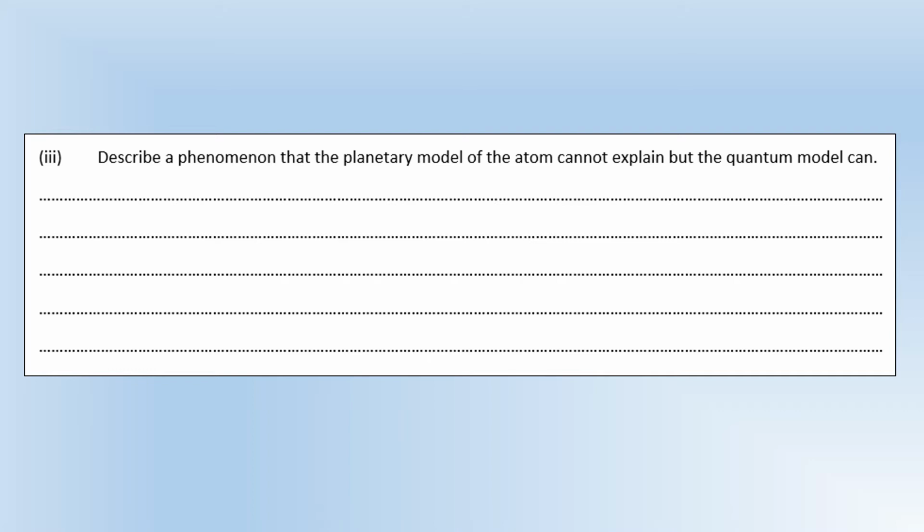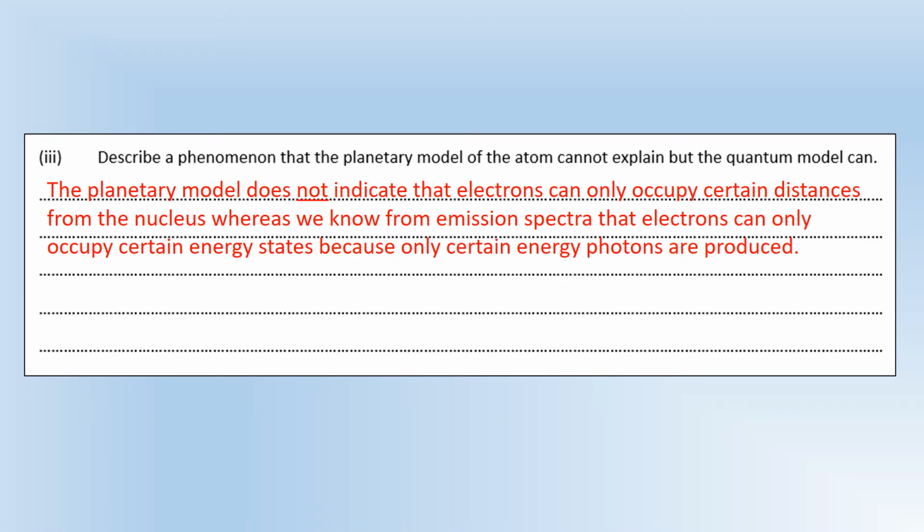Okay. So one of the reasons to start thinking about is why we need this quantum model of the atom. Why can't we just stick to the planetary model if they both give us the same answers? Well, that's because there are some phenomena that the planetary model cannot explain, but the quantum model can. So using circular motion and Coulomb's law of charge, essentially the planetary model doesn't indicate that electrons can only occupy certain distances.